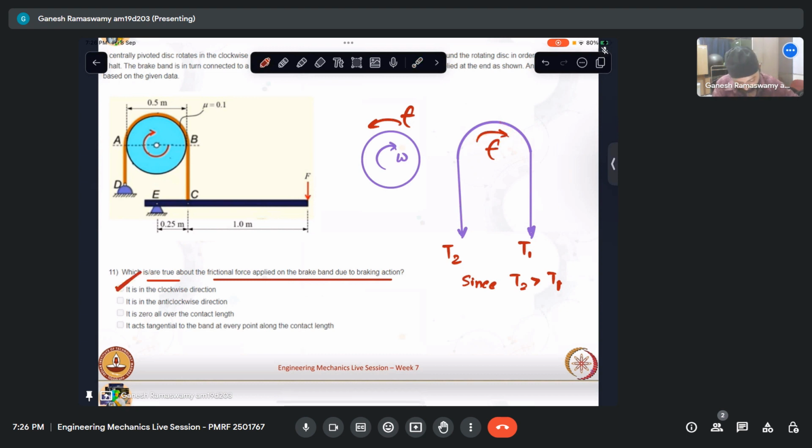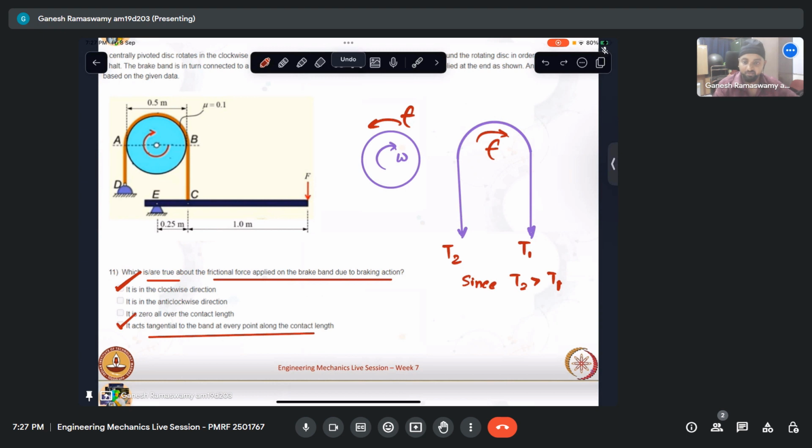It is naturally not zero all over the contact length because it is applying a braking force. That is the entire purpose of the brake band. And it is acting tangentially to the band at every point. So if I take it here, it is applying like that. If I take it here, it is getting applied like that. So at all the points, it is tangential. So this is correct. In this question, these options are correct.